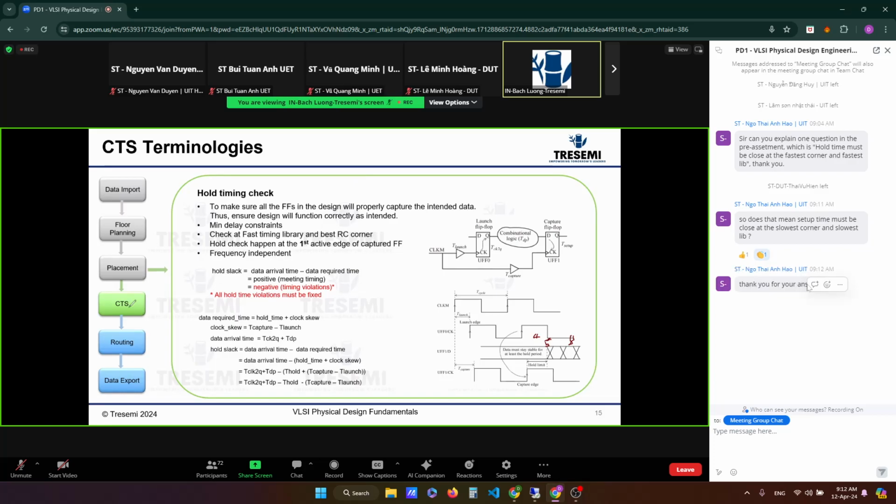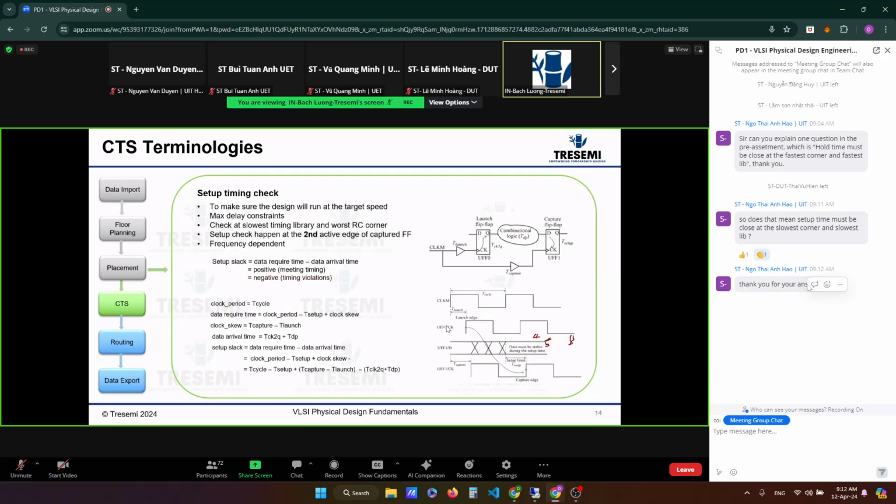Let me get out of this. So here's a follow-up comment: does that mean setup time must be closed at the slowest corner and the slowest lib? That's correct. Remember we talked about setup time, where it has to be met at the worst timing, the slowest lib and the worst RC corner, right?